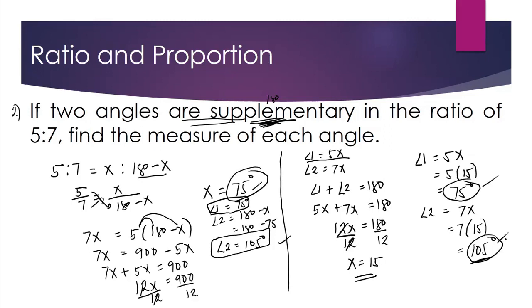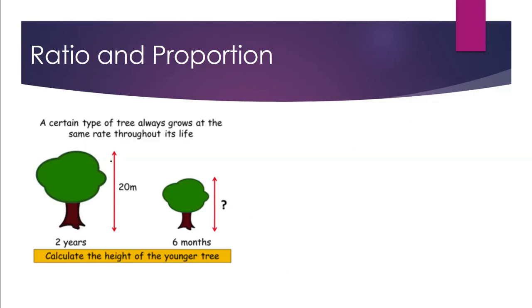Now, let us consider the last problem. Okay, so we have an illustration here. A certain type of tree always grows at the same rate throughout its life. So, pareho lang daw yung rate ng pag-grow ng dalawang tree throughout its life. Now, the first tree, 2 years na yung tree natin, it measures 20 meters in height. Now, the question is, if the other tree, whose rate of growing is the same as the first tree, is 6 months, ang tinatanong, what is the height of the younger tree?